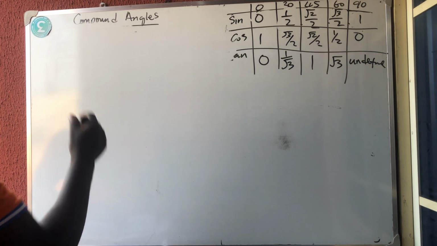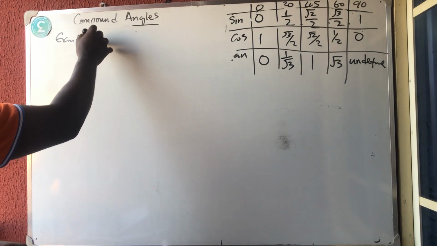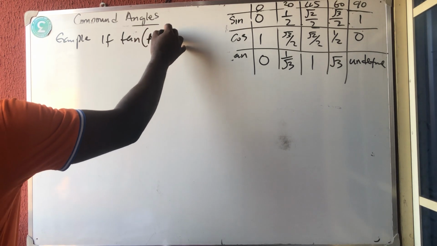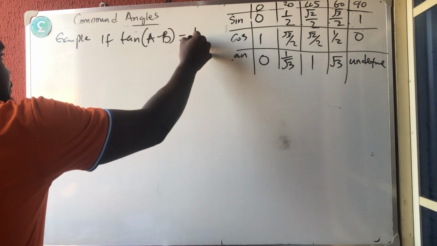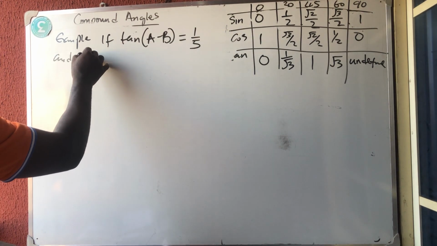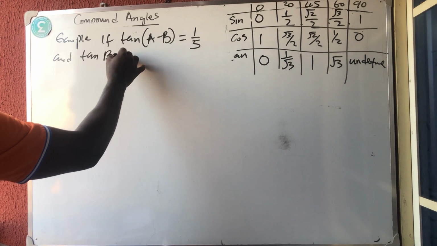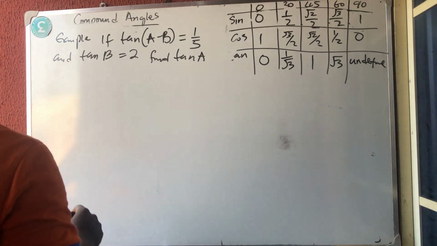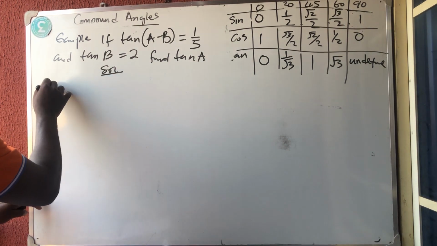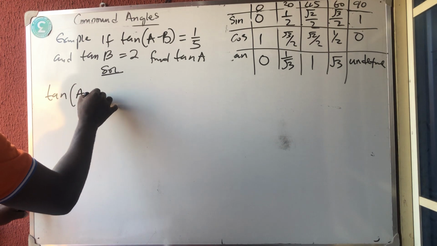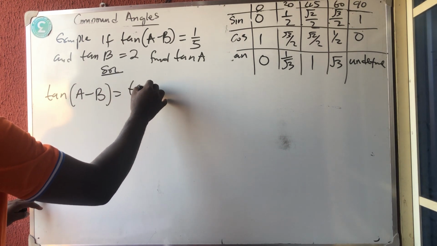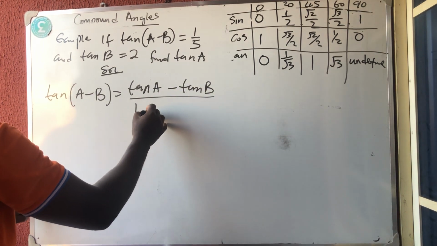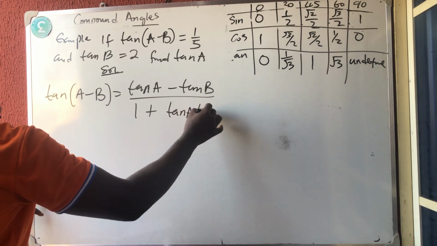Look at another example. This example says if tan (A minus B) is equal to 1 over 5 and tan B is equal to 2, find tan A. Okay, it's very simple. You tell them that solution. You tell them that what? That tan (A minus B) is equal to what? Tan A minus tan B all over 1 plus tan A tan B.